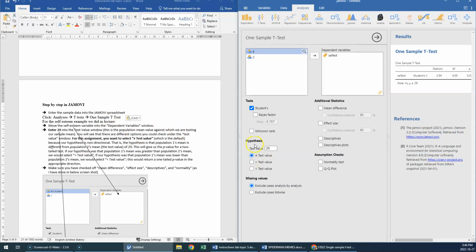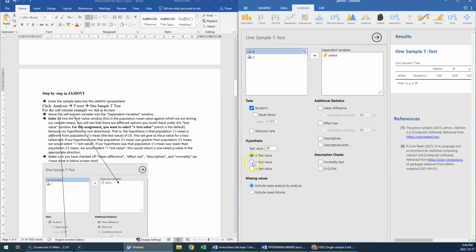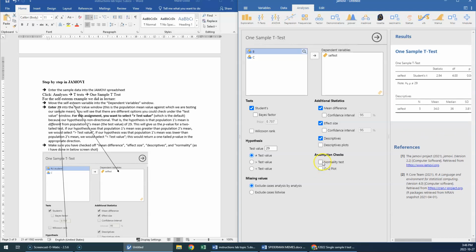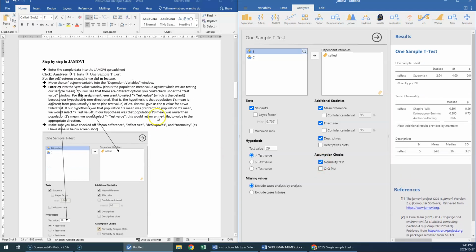Right, so pay attention to this because I believe that in your assignment you do have to do a directional test. So you'll have to decide which of these two options you check. But for the example that we're working with here, it's two-tailed, so we'll leave it at the default. What else do I want you to check off? I have asked you to check off mean difference, effect size, descriptives, and normality test.